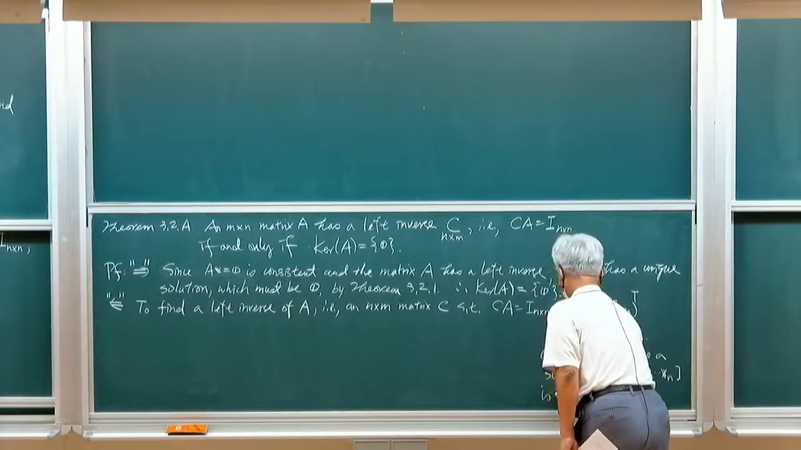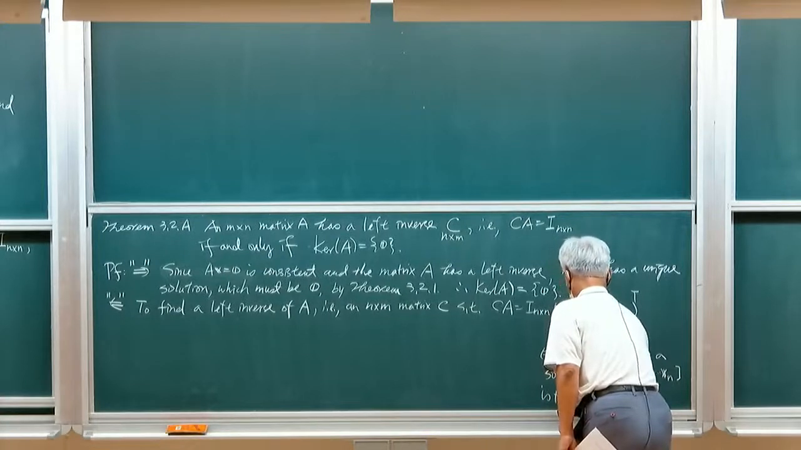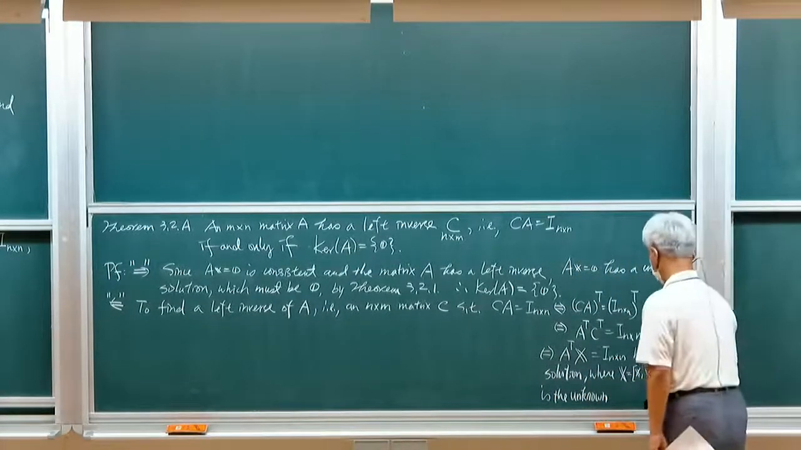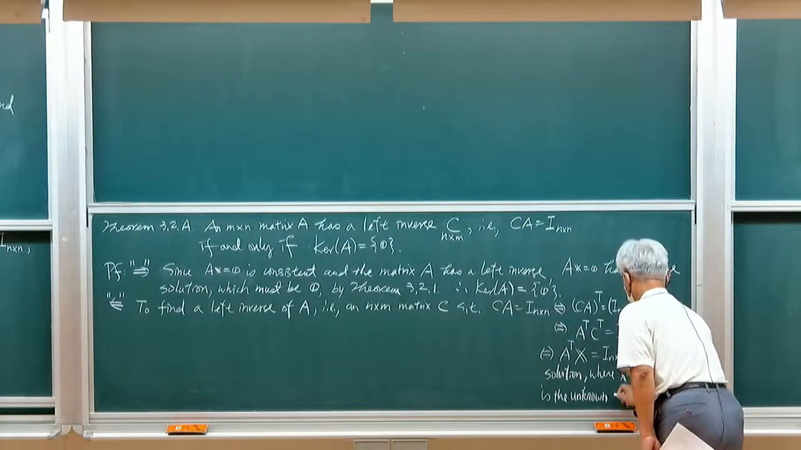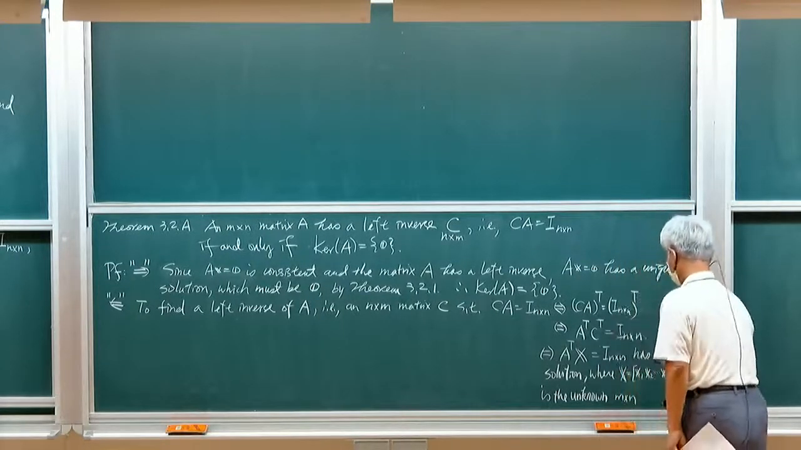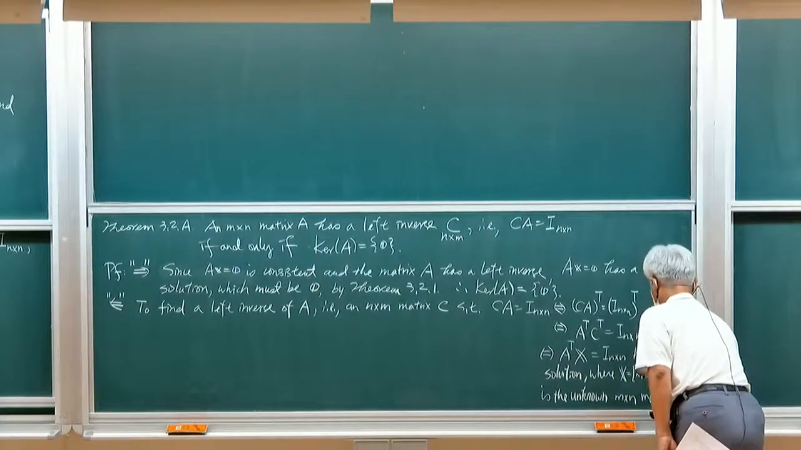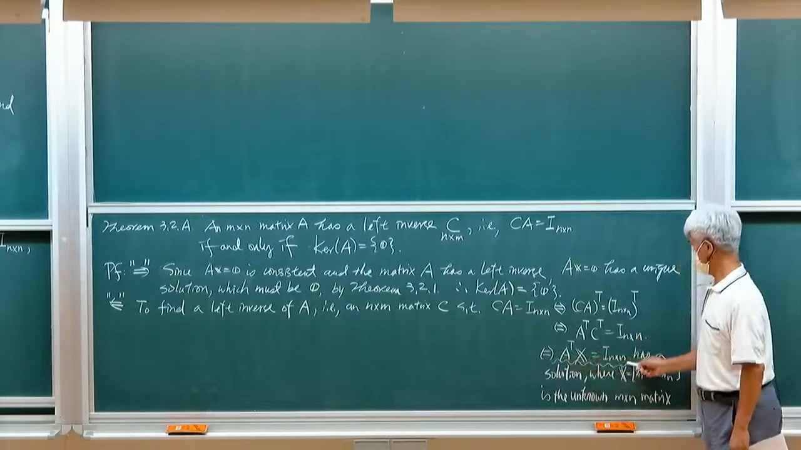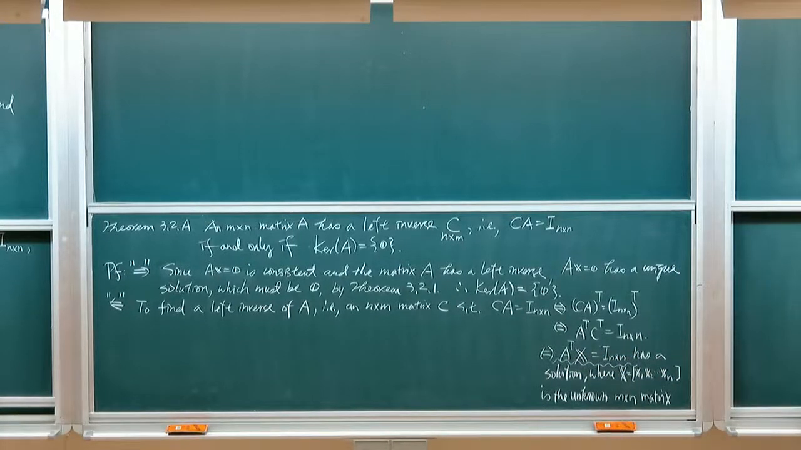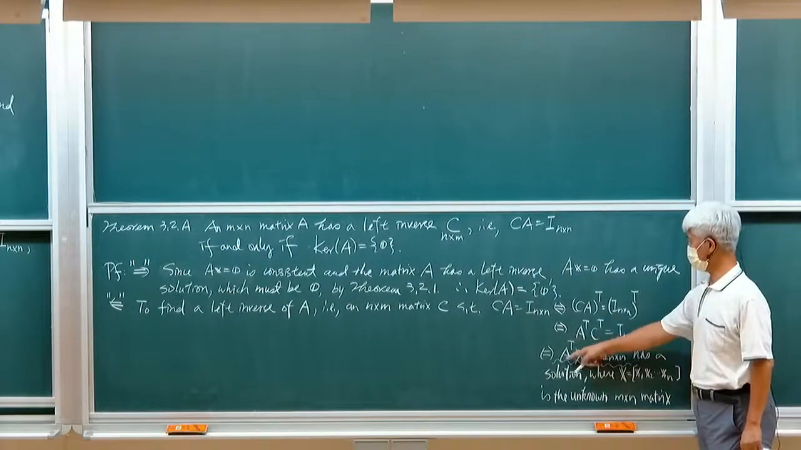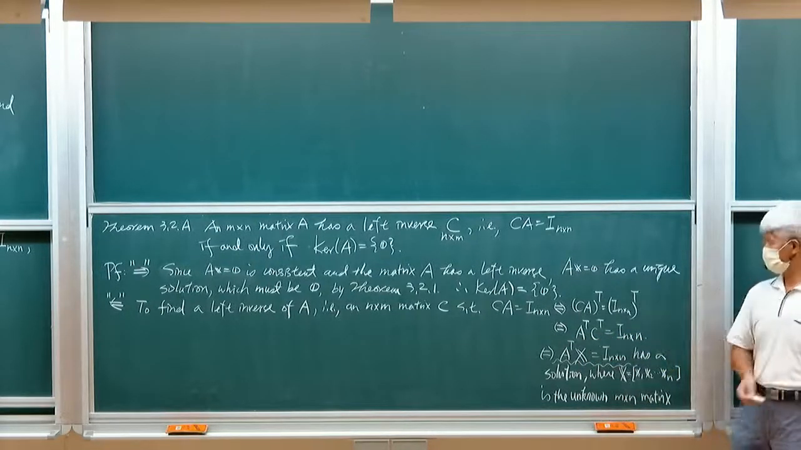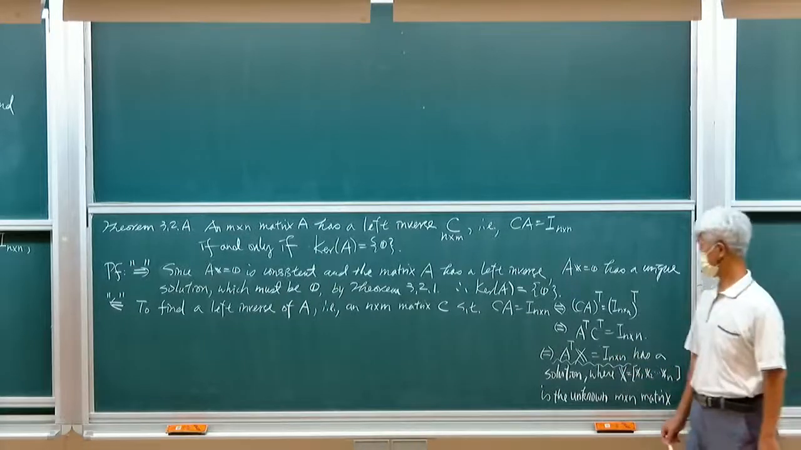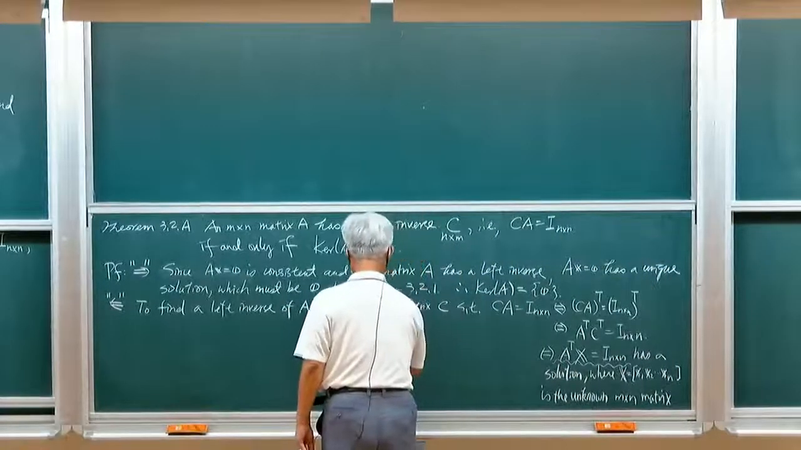is the unknown m times n matrix. So we want to solve such a matrix equation: A transpose is the coefficient matrix, and X is the unknown m times n matrix.